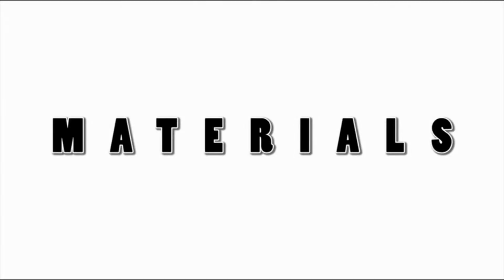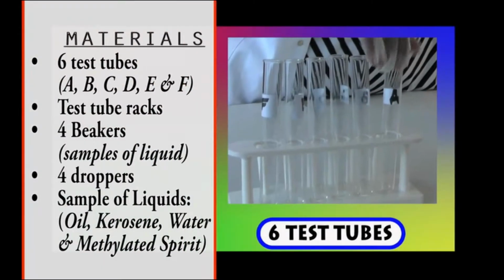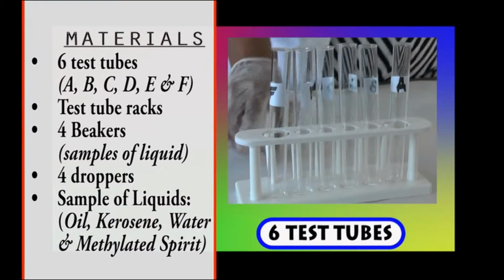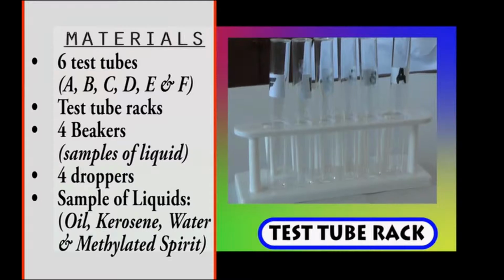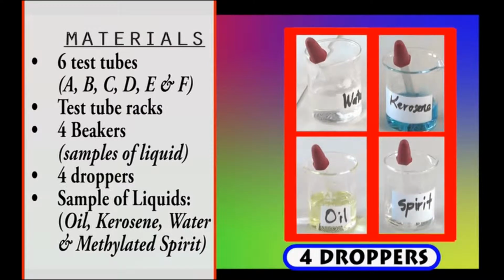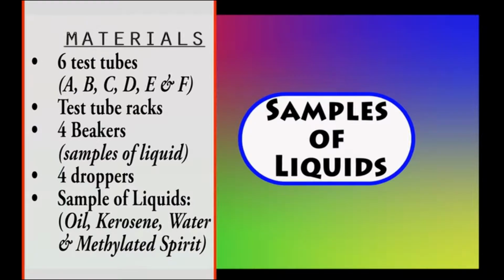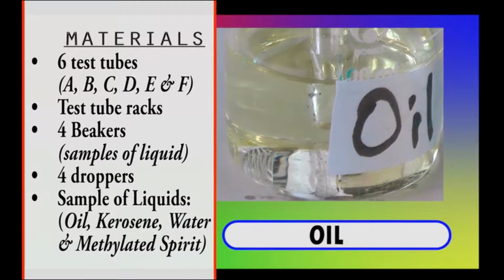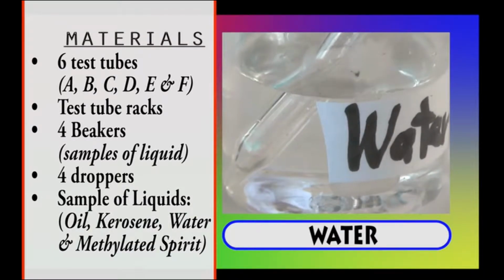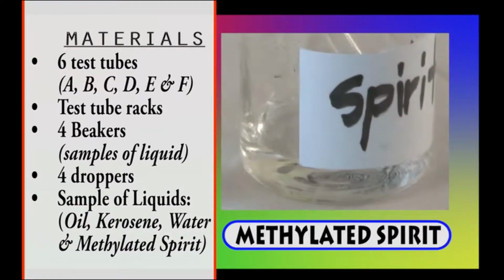For this experiment, we will need 6 test tubes labeled A to F on test tube racks, 4 beakers, 4 droppers, sample of liquids: oil, kerosene, water, and methylated spirit.